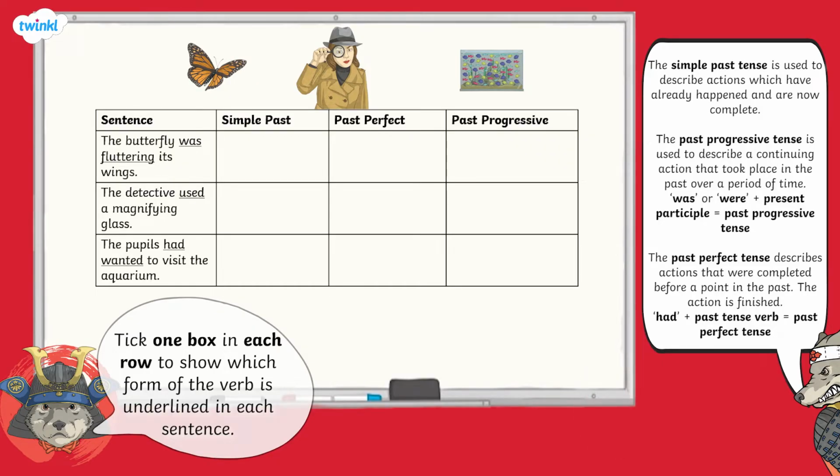Let's look at the first sentence. The butterfly was fluttering its wings. Which tense uses was plus the present participle? Well done if you remembered that it is the past progressive. Now let's look at the third sentence. The pupils had wanted to visit the aquarium. This sentence uses had plus the past tense verb. Therefore, it must be the past perfect. The underlined verb in the second sentence simply says used. This is the simple past tense.